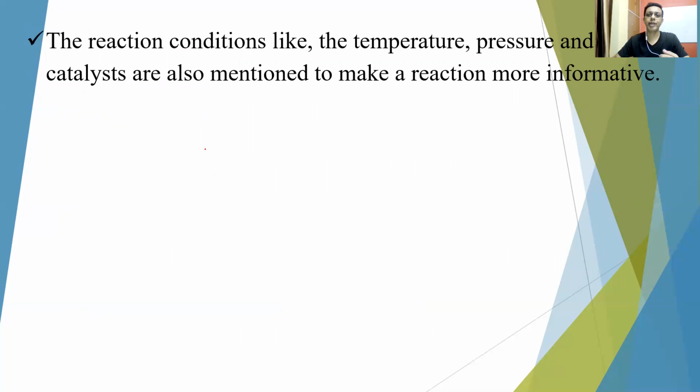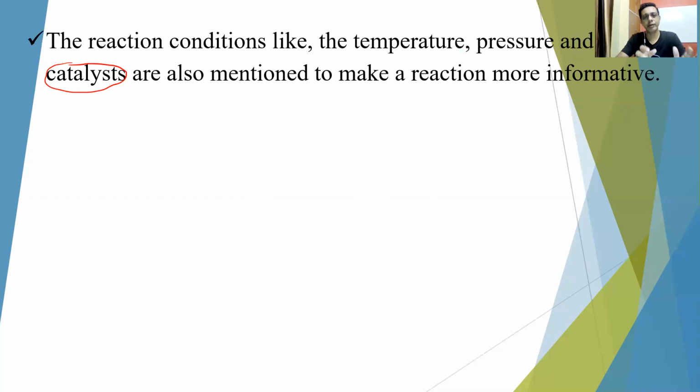Sometimes the reaction conditions, like the temperature at which the reaction occurs, the pressure required for the reaction, and the catalyst required for the reaction, are also mentioned to make the reaction more informative. Temperature and pressure are familiar words to you, but you don't know what a catalyst is. Catalysts are substances that alter the speed of a reaction. Generally, the catalyst is taken as a positive term. We say catalysts are substances that increase the rate of a chemical reaction.